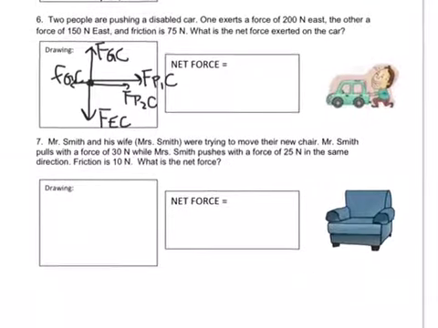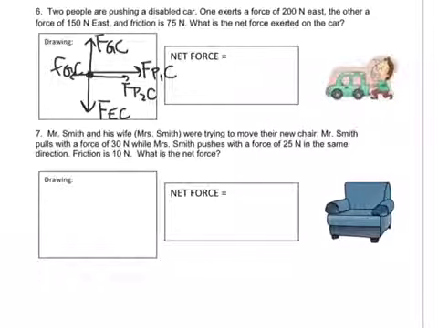And number 7, Mr. Smith and his wife, Mrs. Smith, were trying to move the new chair. Mr. Smith pulls with a force of 30 newtons while Mrs. Smith pushes with a force of 25 newtons in the same direction. Friction is 10. What is the net force?